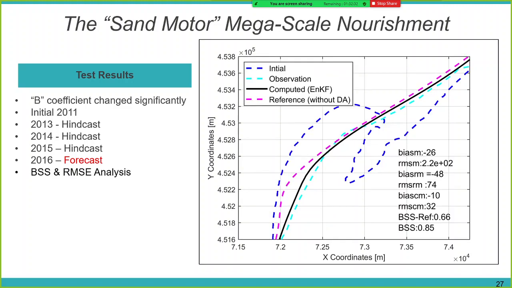To further analyze these results, the BSS and root mean square error were computed. In the original model before adding the data assimilation, the root mean square error was around 74 and the BSS showed good performance. However, in the ensemble Kalman filter, the root mean square error reduced to 32 and it showed excellent performance in the BSS value.